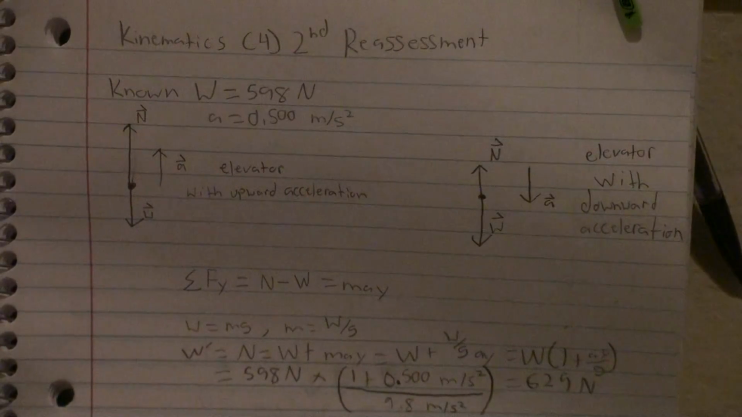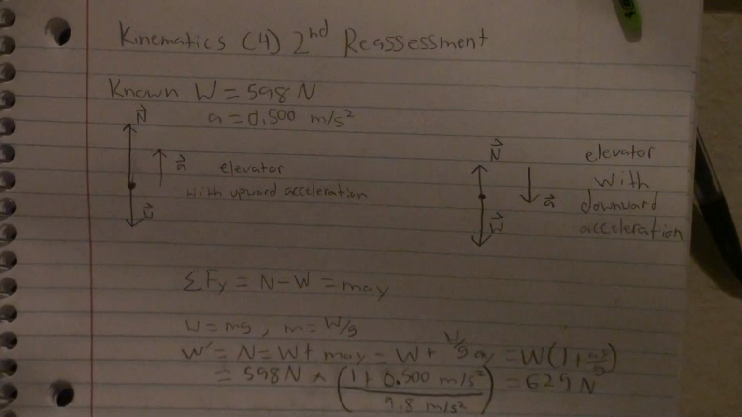And then going by Newton's second law, which states the sum of the forces in the y direction is equal to the normal force minus the weight, which is equal to the mass times acceleration in the y direction. Well, since W is equal to mg, we can substitute for m and get our formula: m is equal to W divided by g.